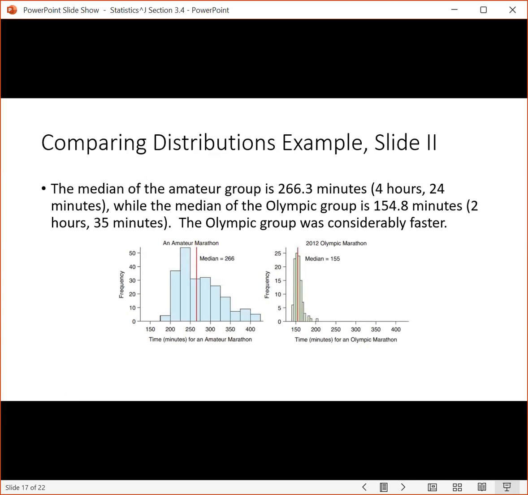All right, and so we can take a look at the results here. If you do use the median on each, the median of the amateur group is 266.3 minutes, and the median of the Olympic group is 154.8 minutes. And you can see by visual observation that both are very reasonable estimates for a typical value or center of the distribution. They both look like they're in the center.